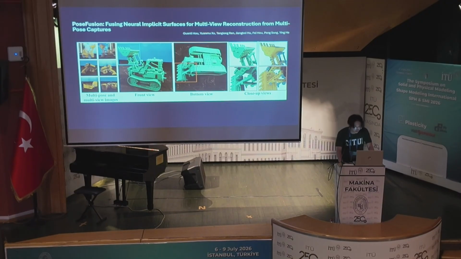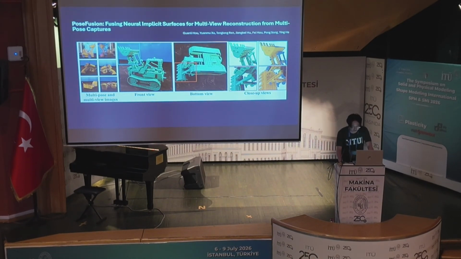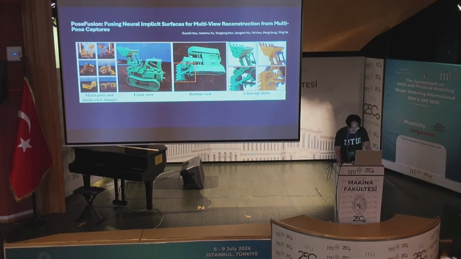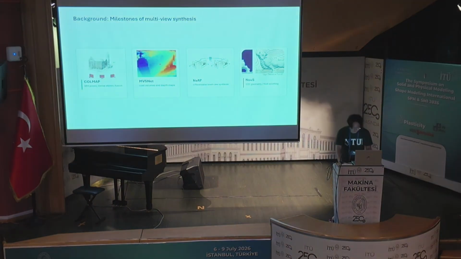In that case, the front and the side regions may be reconstructed well, while the bottom, the contact regions, and self-occluded parts are still missing. PoseFusion addresses this by using several object poses. We first reconstruct one neural implicit surface for each pose, as shown in the figure on the left, the three poses of this Lego truck. Then we align these pose-wise surfaces and finally fuse them into one more complete surface.